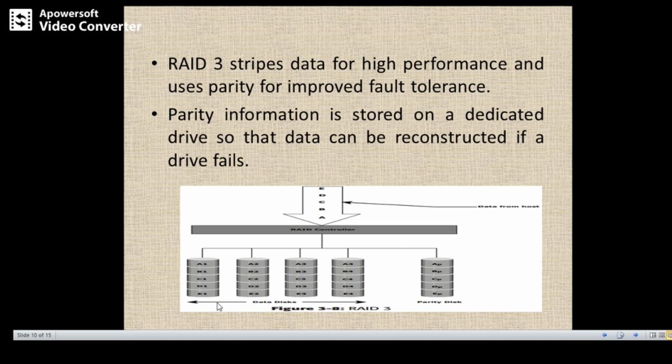Suppose if this disk fails to perform, at that time the data can be reconstructed by considering the parity value. Usually the parity value can be computed using XOR operation, and RAID 3 will fail only if the actual disk as well as the parity disk both fail to provide the service. That means we do not have our data as well as our parity, so we cannot reconstruct the actual data.